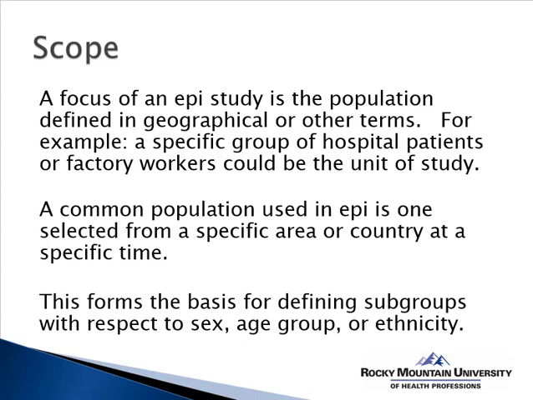A focus of epi study is the population defined in geographical or other terms. For example, a specific group of hospital patients, or factory workers, or Division III college athletes. These could be the unit of study. A common population used in epi is one selected from a specific area or country at a specific time. This forms the basis for defining subgroups with respect to sex, age group, or ethnicity.